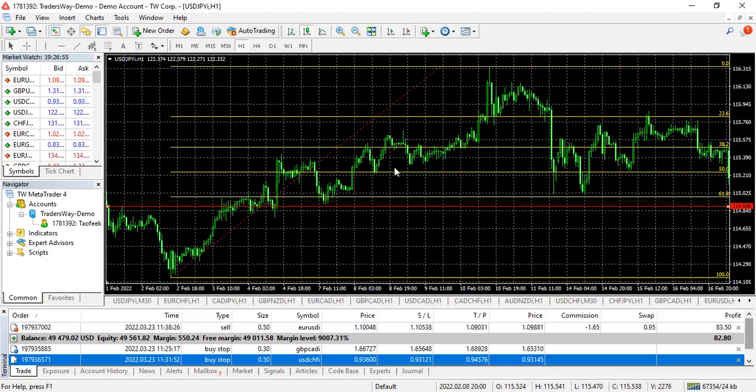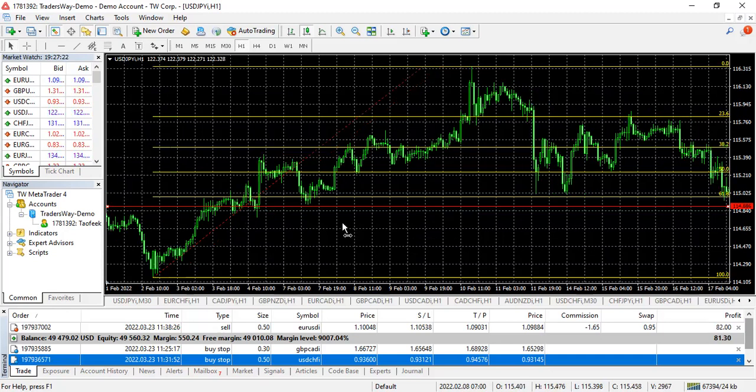So if in future the market reverses, maybe at this point the market reverses and comes back to this level, the moment it passes this particular point where I set up my stop loss, that means it is a losing trade. Then it should get us out of the market rather than be losing money in the market. So I hope you understand what I'm saying.